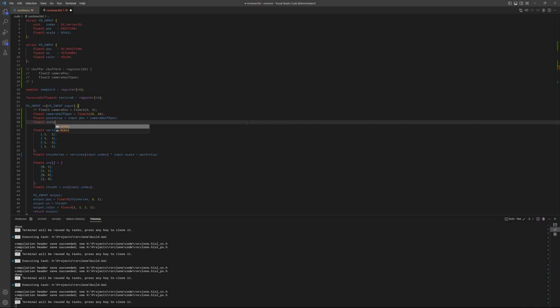Scale. Clip is something. Well, it's not really scale, right? It's dimensions.